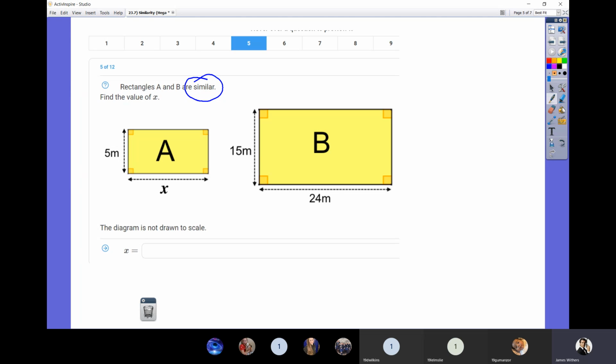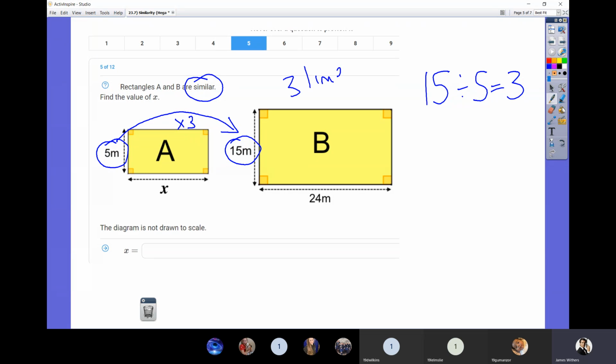So clearly with this example, we know the left-hand side for both shapes. So you've got to say to yourself, how much bigger is 15 than 5? How many times bigger is that length? Lots of you can just do that in your head and see that's 3 times bigger. But how have I worked out that we're going to be multiplying by 3? That's because I've just done 15 divided by 5 equals 3. So this shape is 3 times bigger, so all its lengths are going to be 3 times bigger than for A.